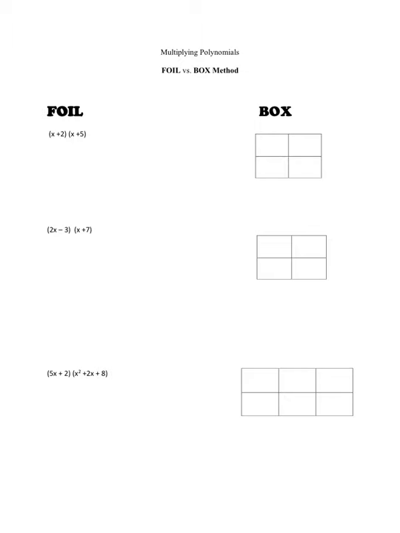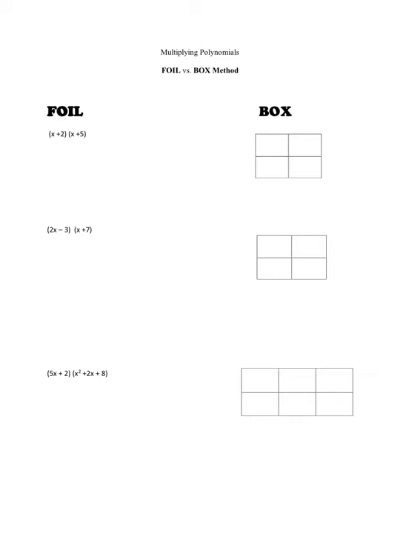All right, and finally we are going to multiply polynomials. And I'm going to show you two different methods. There's the FOIL method versus the box method. Now, we have done the FOIL method before, and the FOIL method works okay with two binomials.